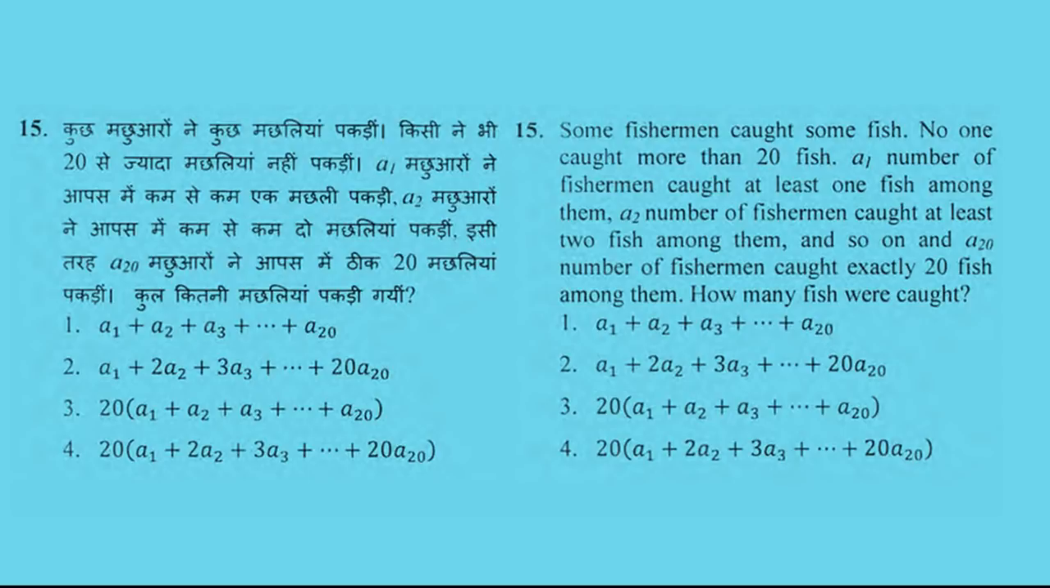Option 1, A1 plus A2 plus A3, and so on, till A20. Option 2, A1 plus 2A2 plus 3A3 plus so on till 20A20. Option 3, 20 multiplied with A1 plus A2 plus A3 so on till A20. Option 4, 20 multiplied with A1 plus 2A2 plus 3A3 plus so on plus 20A20.